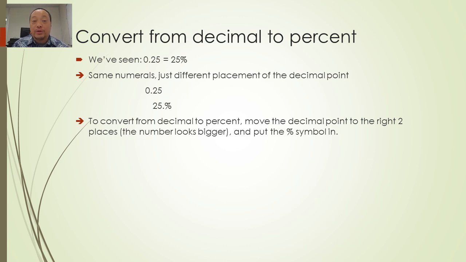Now note that when we do that, the number in percent form looks bigger. It appears bigger than the number in decimal form. The number 25 in 25% appears larger than 0.25. Okay, by the way, that's just the appearance, all right? 25% is equal to 0.25. It's just that the number 25 appears to be bigger.